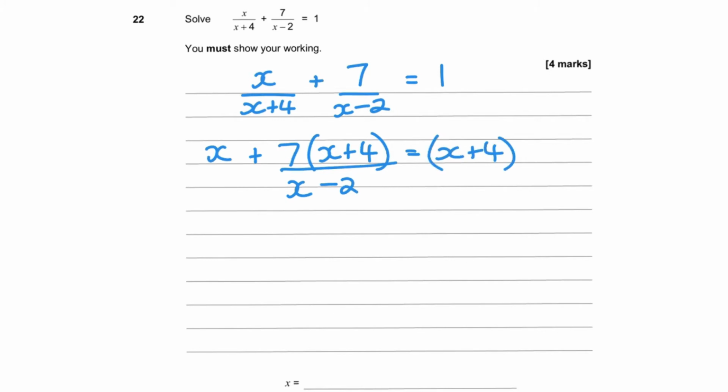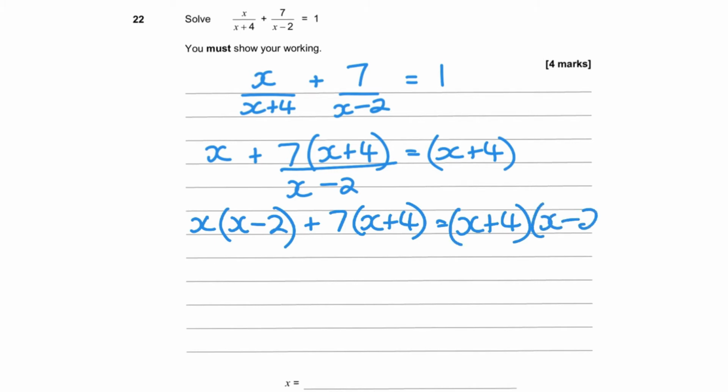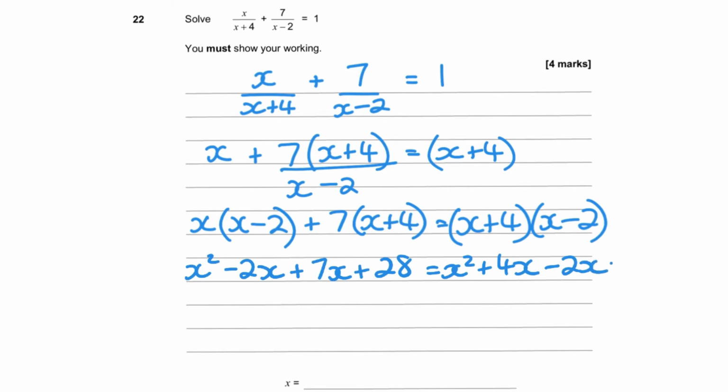So now I'm going to times all of the components by x minus 2. So that gives us x times x minus 2 plus 7 x plus 4 divided by x minus 2 times x minus 2 is equal to x plus 4 times x minus 2. So now we can go about expanding all of these brackets. So the first one is going to give us x squared minus 2x, and then add that together with 7x plus 28 is equal to x squared plus 4x minus 2x minus 8.